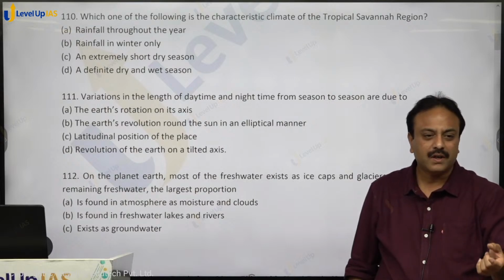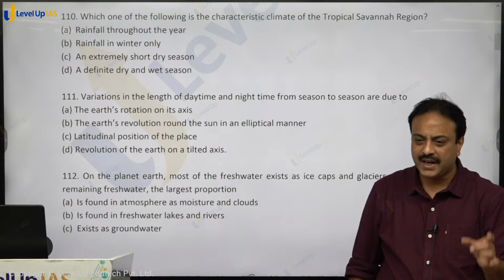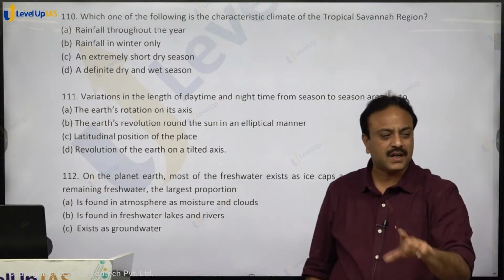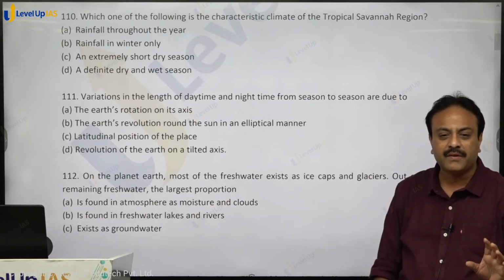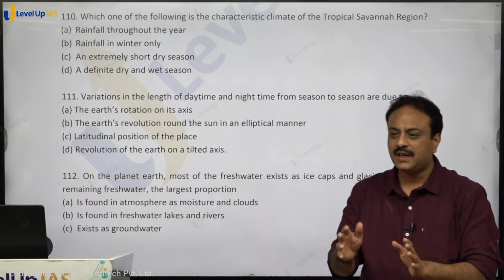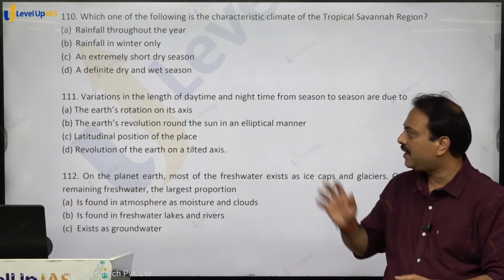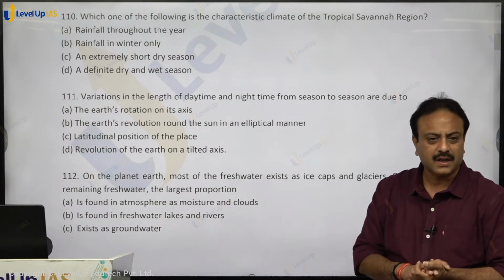AMW, western coast of India. Very short dry season, AMW classification of Köppen, Indian climate. That is very short dry season present over there. A definite dry and wet season: savanna is having this typical feature, a definite dry season, a definite wet season. So definite dry and wet season goes with the demand of the question. So option D, D for dog, shall be the right answer. Clear on that?